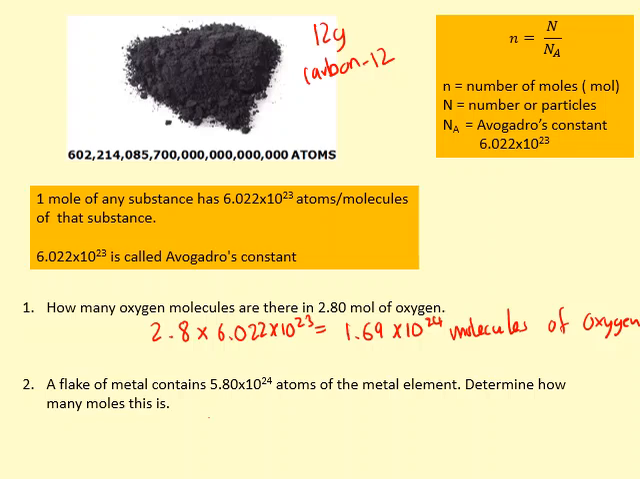Okay, a flake of metal contains 5.80 times 10 to the 24 atoms of the metal element. Determine how many moles this is. So I just need to figure out how many Avogadro's constants are inside this. So if I divide that by Avogadro's constant, it turns out that is 9.63 moles.